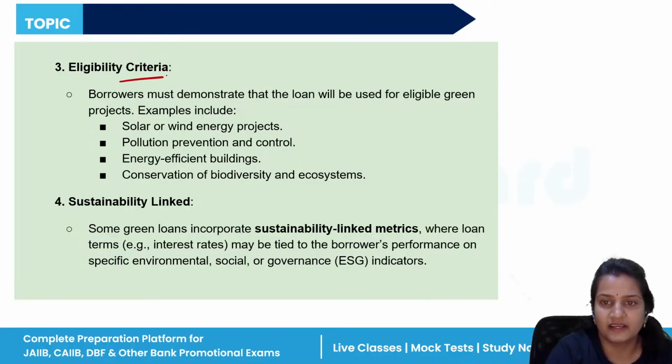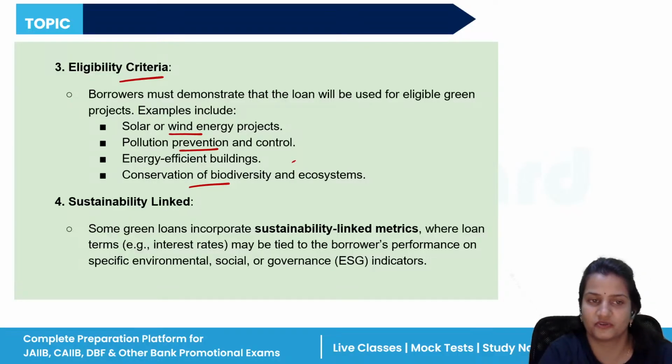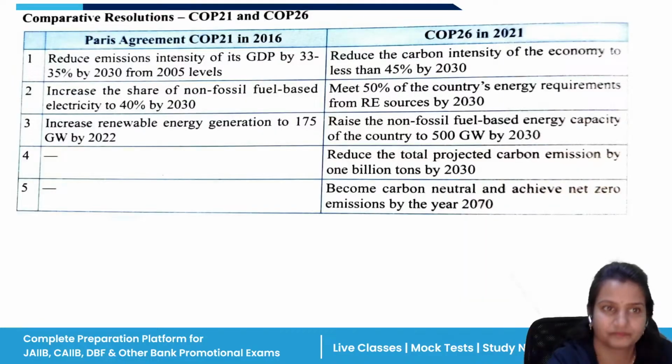Now, what is the eligibility criteria? The loans which have been used for eligible green projects should be related to solar or wind energy projects, pollution prevention, conservation of biodiversity. So for such projects they have to use it.